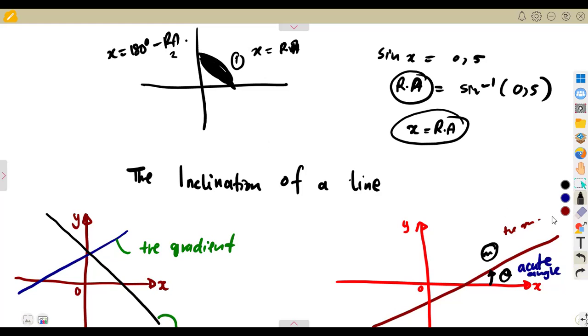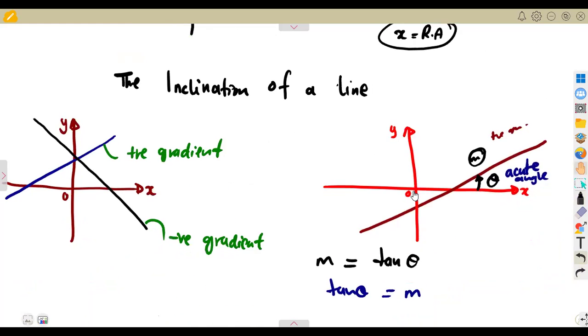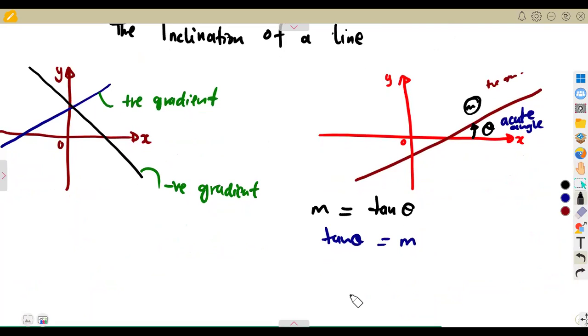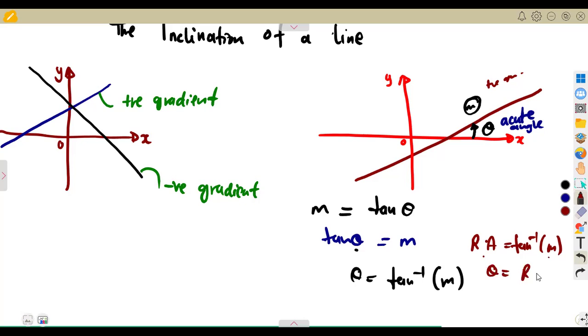So if we are talking about an acute angle, that is why this theta that we have is just going to be equal to arctan of m. In actual sense, we were supposed to calculate the reference angle, and that reference angle is arctan of the gradient that you're given. After calculating the reference angle, your theta is equal to the reference angle in the first quadrant. Why am I so sure that this is in the first quadrant? It's an acute angle that I'm talking about.